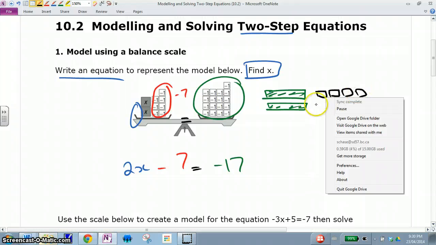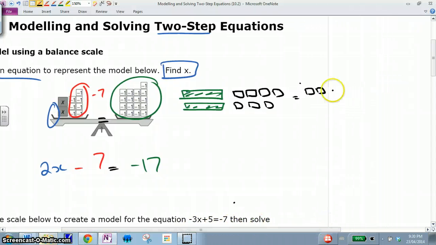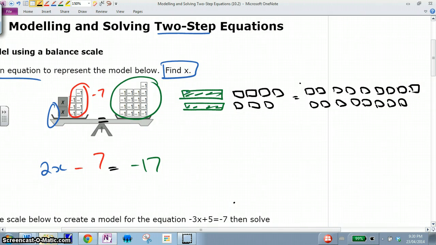1, 2, 3, 4, 5, 6, 7. That's equal to -17, so we're going to draw in 17 blanks, 1 through 17, -17. Okay, so there it is again, right? Same equation, 2x minus 7 equals -17.